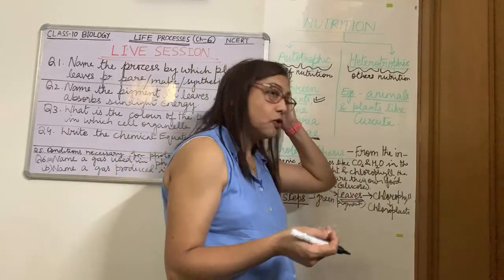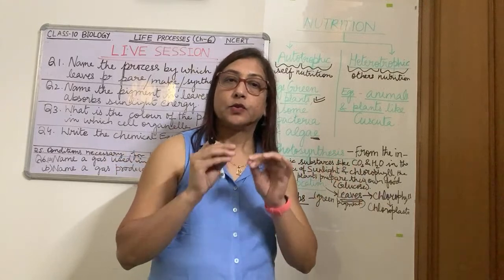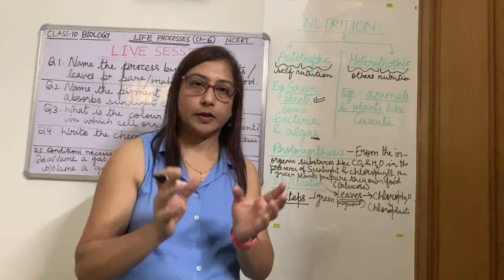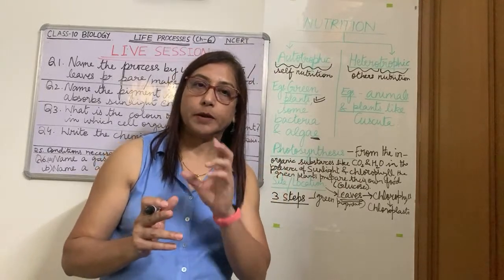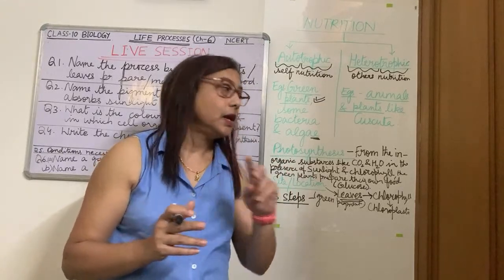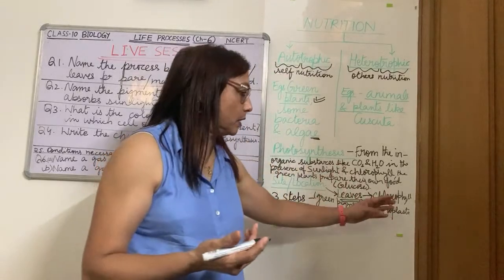And let me also tell you that you know about the guard cells and the stomata. So the stomata are surrounded by guard cells. Each stomata is surrounded by 2 guard cells, and these guard cells also contain the chloroplast. So this is about the site.